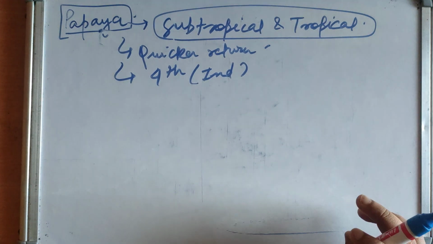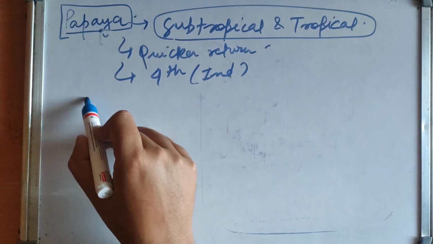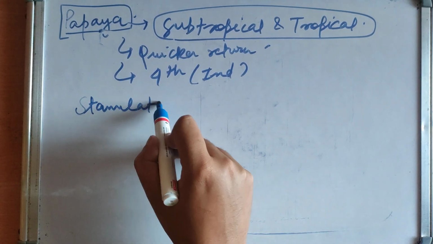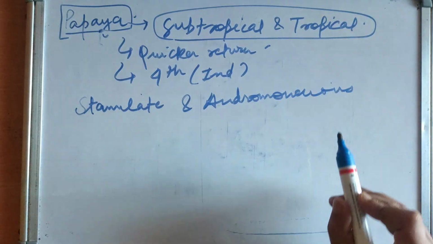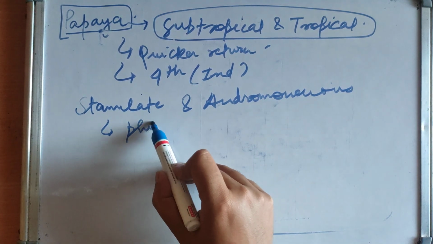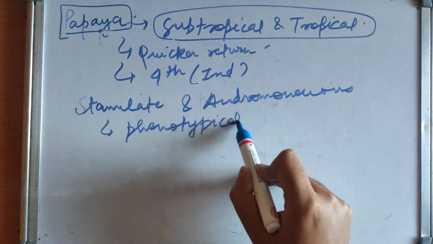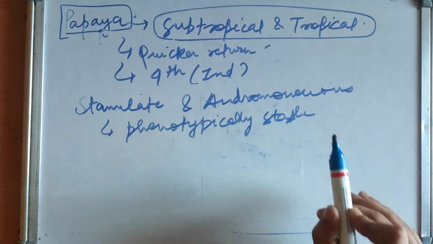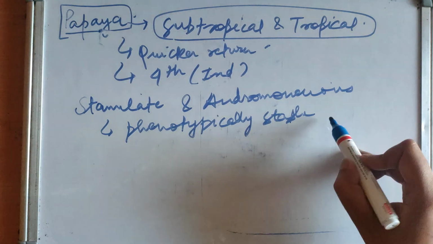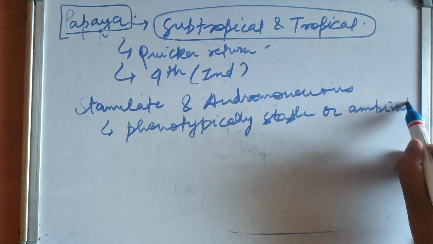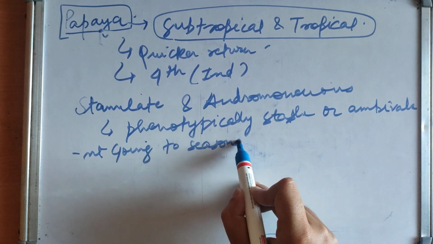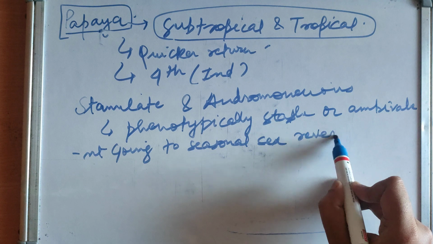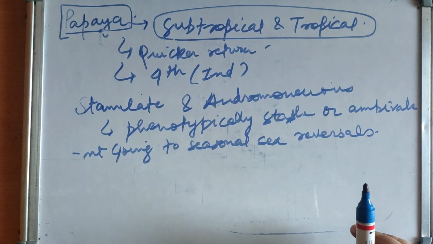Here, the staminate and andromonoecious plants may be either phenotypically stable, or ambivalent, going through seasonal sex reversals, in which they produce varying proportions of staminate, perfect, and pistillate flowers.